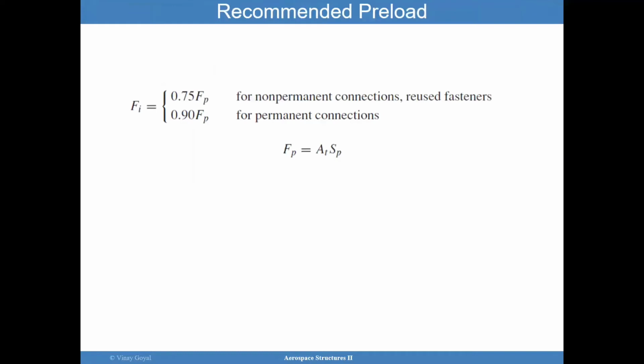Also, we recommend that the preload be about 0.75 times the proof load, or 0.90 times the proof load for permanent connections. For non-permanent connections where you're going to have some reuse, then you want to use 0.75 times the proof load. And the proof load can be found by the tensile area times the proof strength.